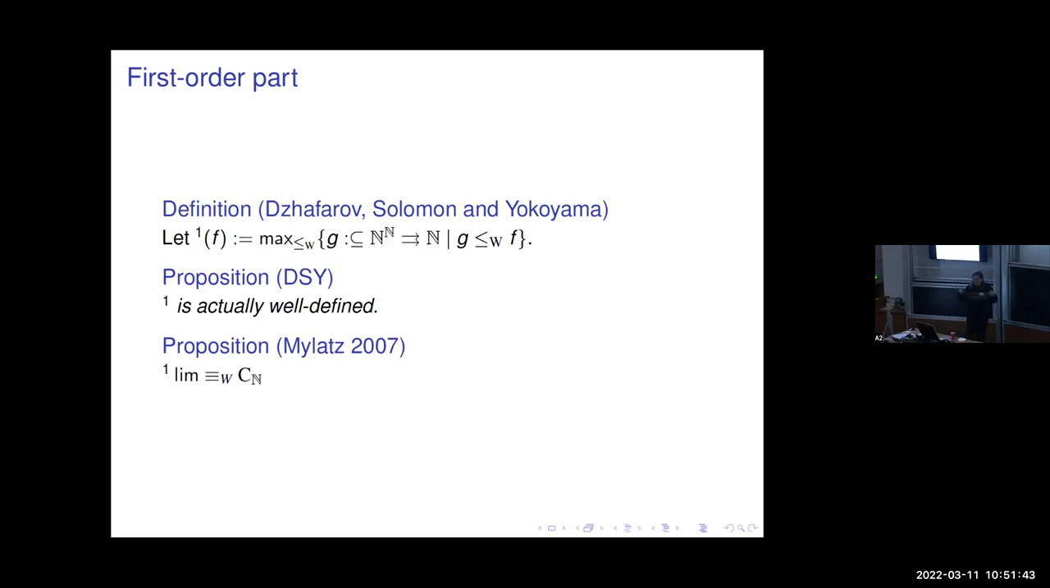It's one of those things where once you know what you're looking for, you realize that you've seen it a long time ago. So for example, the result that the first order part of lim is actually just finding an element in a closed set of the natural numbers is already in the dissertation of a student of Klaus Weihrauch from quite a while ago, also predating the proper definition of Weihrauch degrees.